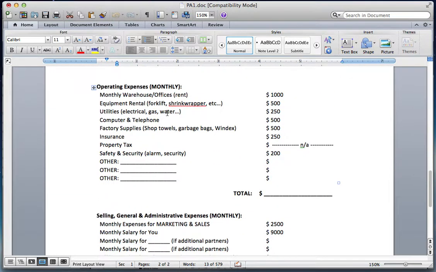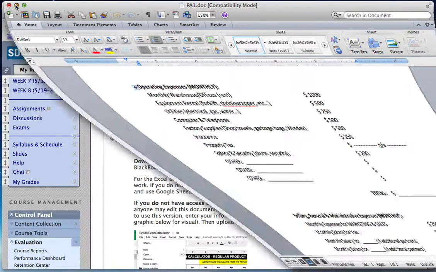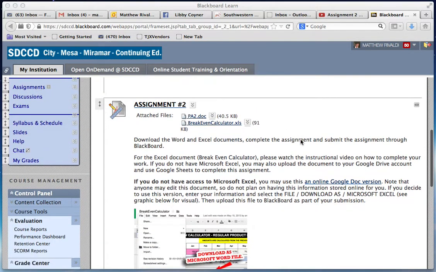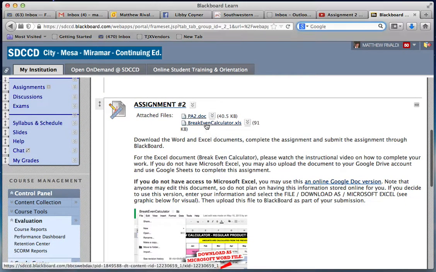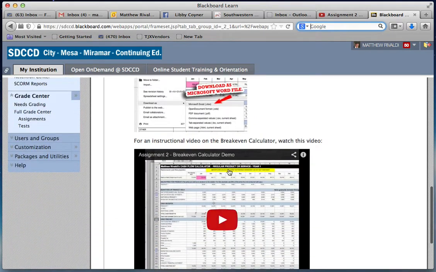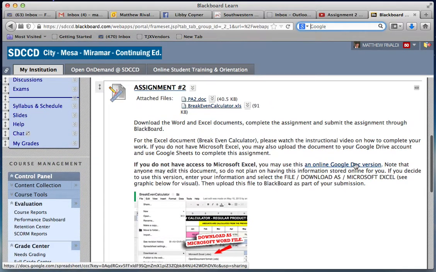So pull that back up, and when you're in assignment number 2, you are going to download an Excel file. If you click on this button, you'll be able to download an Excel file. And if you don't know how to use Excel, or you don't have that file, you can download something else, which I'll say at the end of the instruction. But let's just use this Excel file as an example for now.